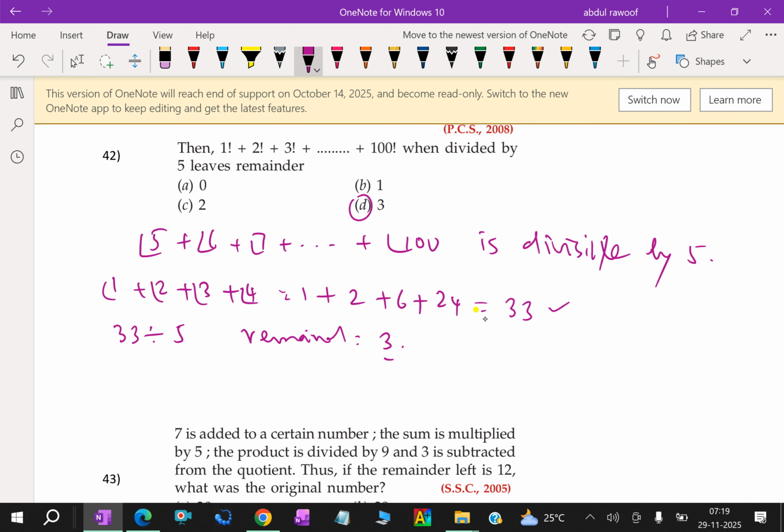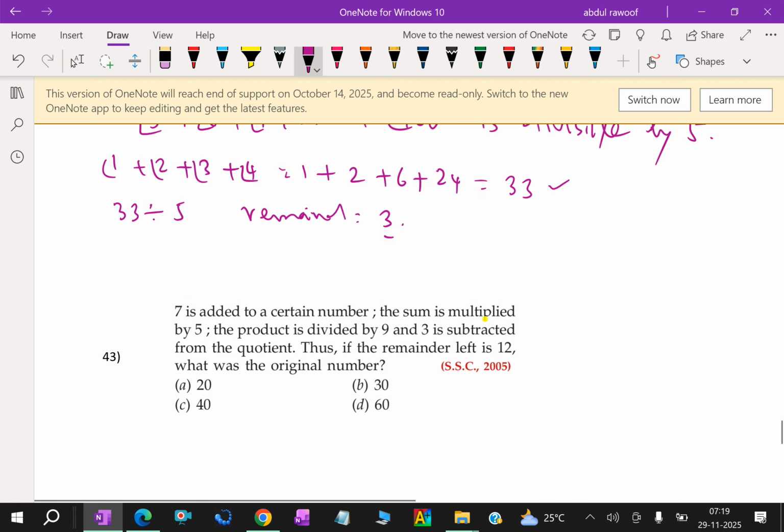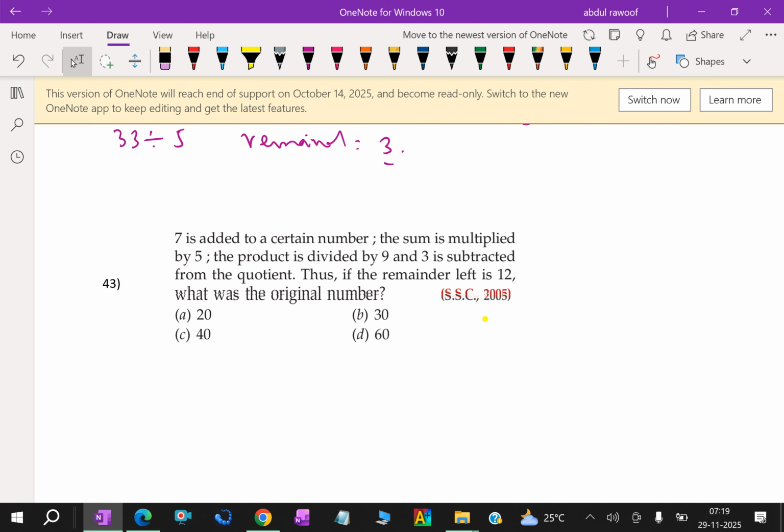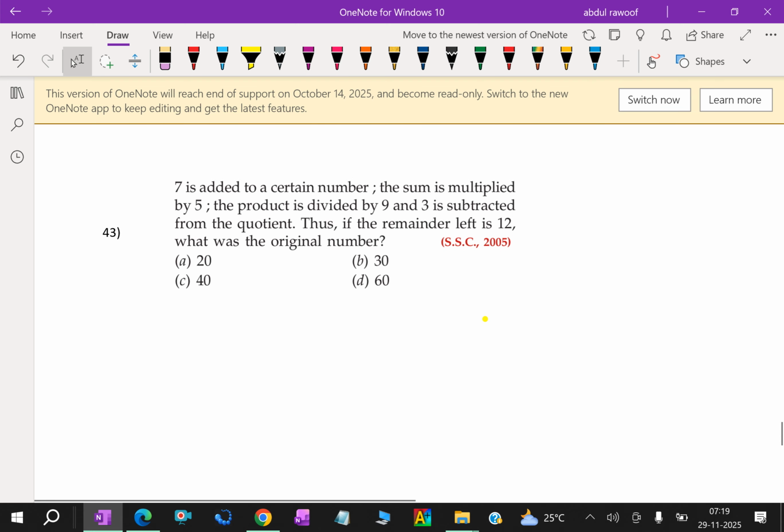Next is here. 7 is added to a certain number. The sum is multiplied by 5. The product is divided by 9 and 3 is subtracted from the quotient. Thus, if the remainder left is 12, what was the original number?